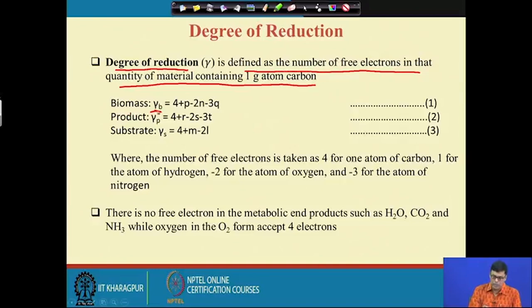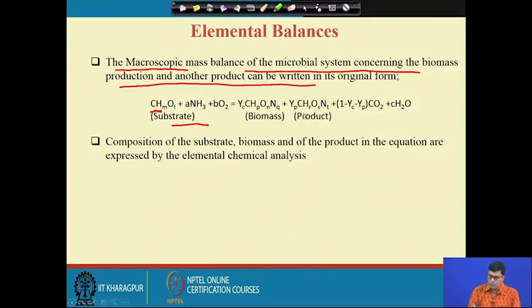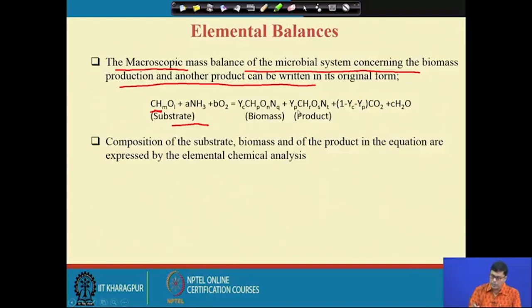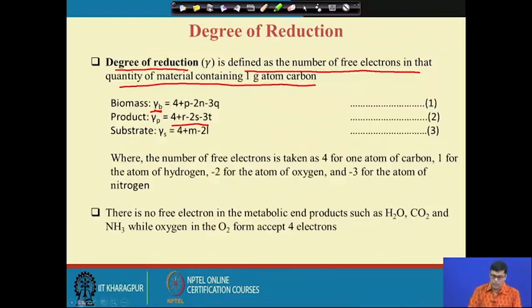We express it as gamma B. Similarly, we can write the balance in the case of the process product. If you look at the product, the product also has this formula, so this is 4 plus r minus 2s minus 2t. This is how we can write it, and similarly for the substrate we can find this out.